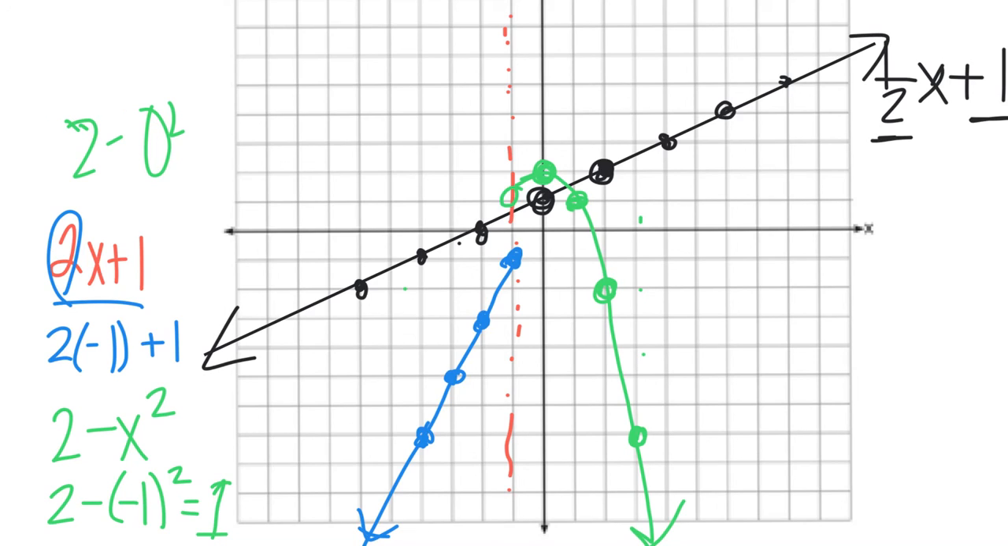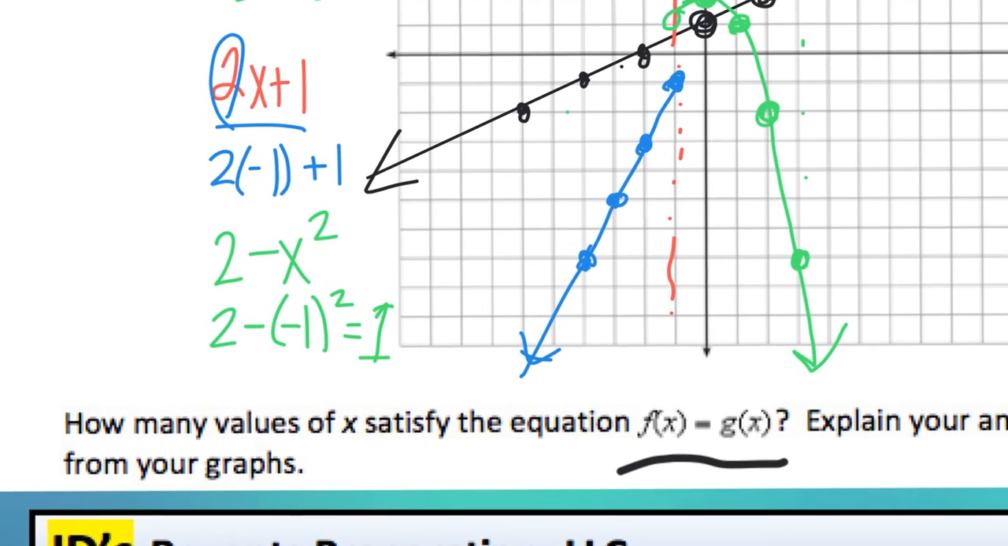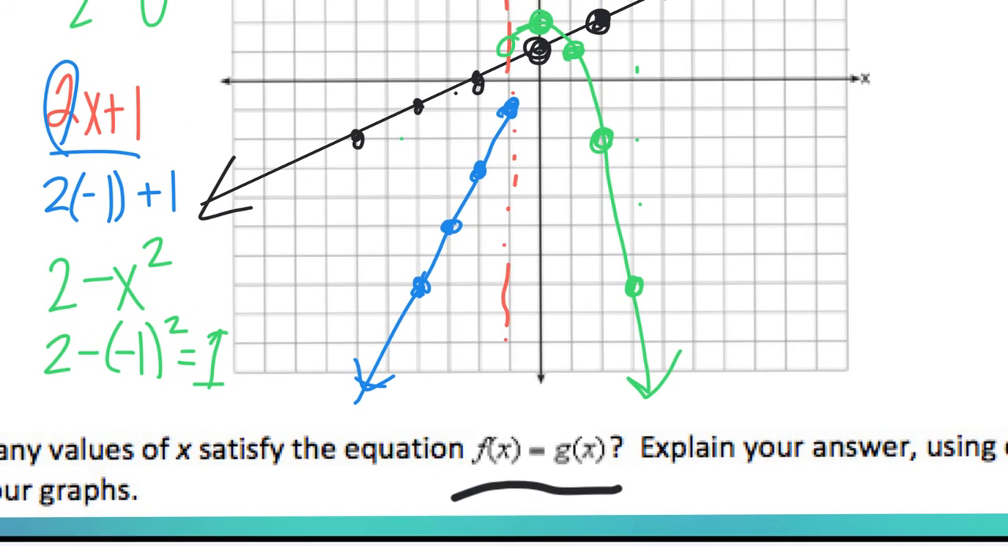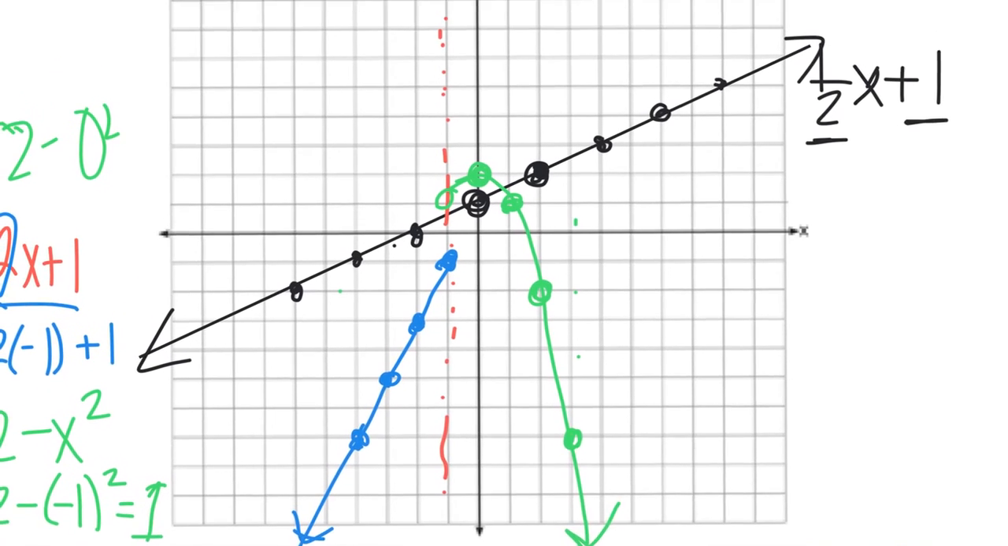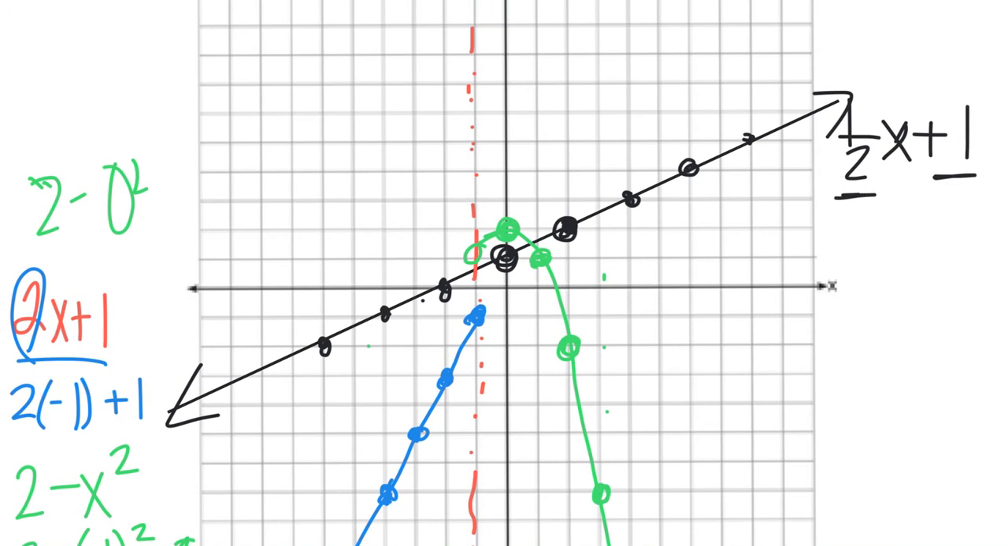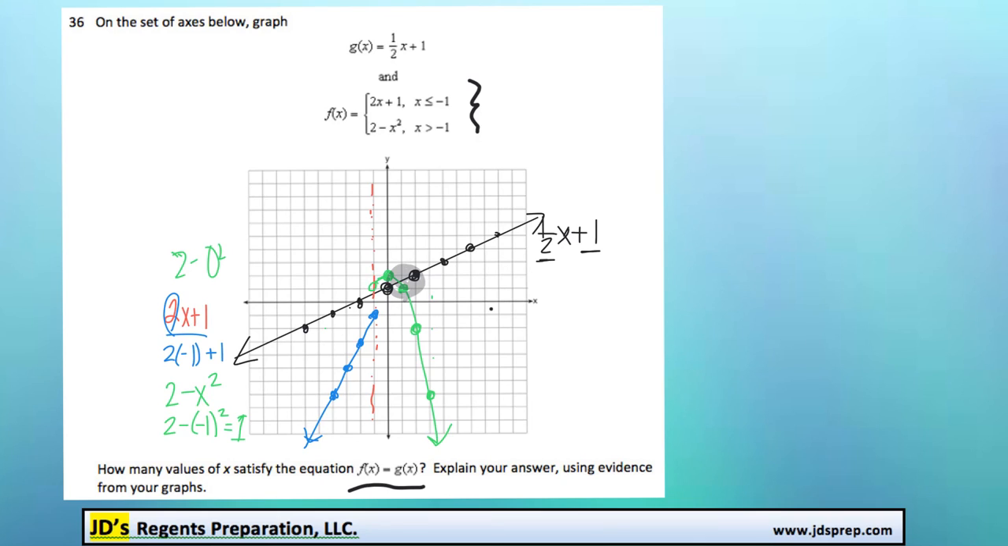Now that we've graphed this, we can answer the question, how many values of x satisfy the equation f of x equals g of x? And again, as I mentioned before, that's how many times they intersect each other. And if you look closely, you can see that that actually only occurs once, right here. It almost happens a second time, but only once. So the answer to our question is simply 1 value of x, because the graphs intersect only once.